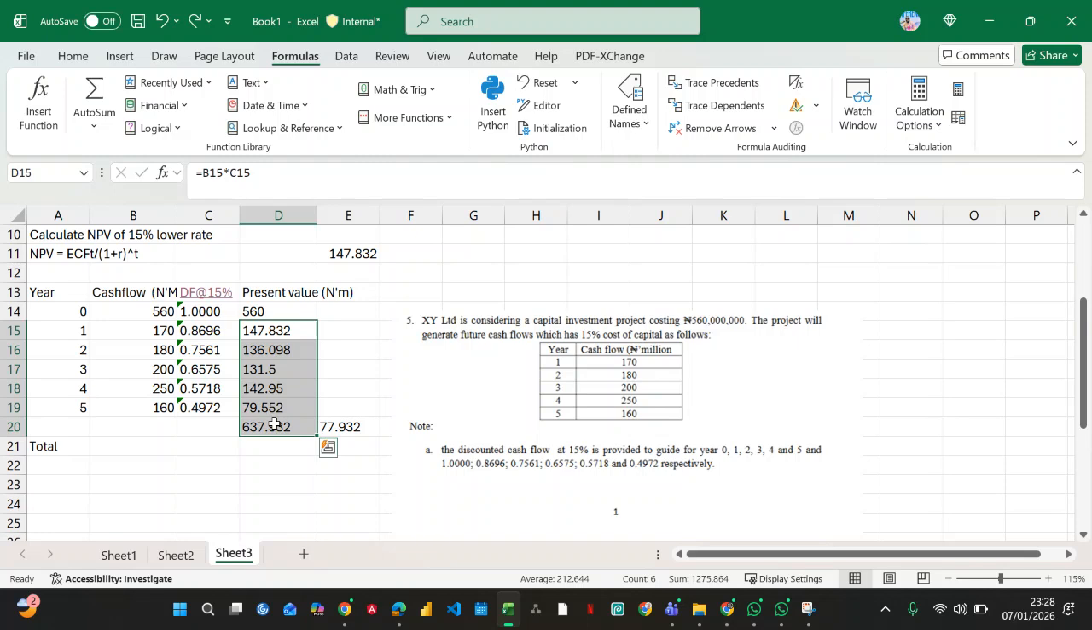Okay, so what I'm saying is now you are going to add all these values, right? Then 637. Is that not the addition of 1 to 5? Yes, that is it. So this is what you're adding. So when you add all this, you get 636, right? So this is the value you get. So when you have this value, you minus it with the initial capital, which is 560 million. Then it will give you 77.932, which is going to be your answer, NPV. Yes, that's what you're going to get.